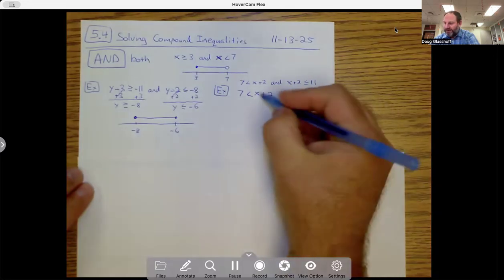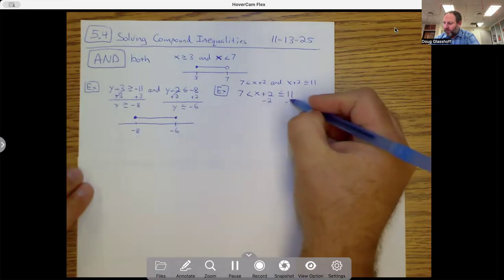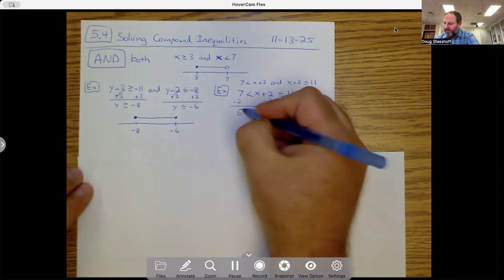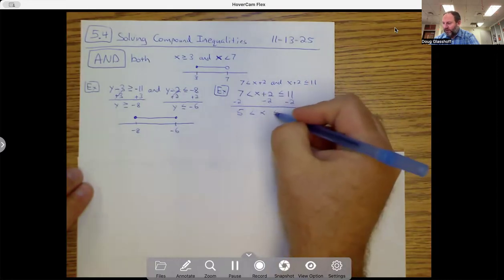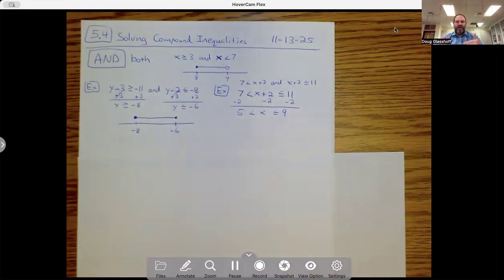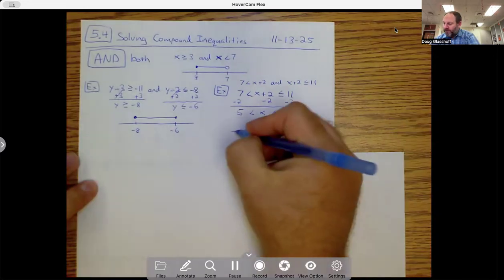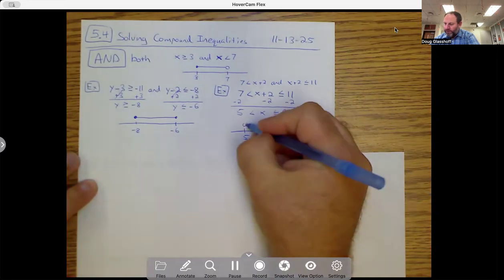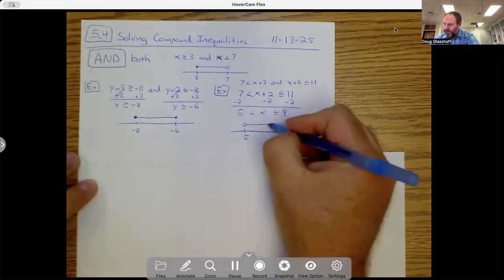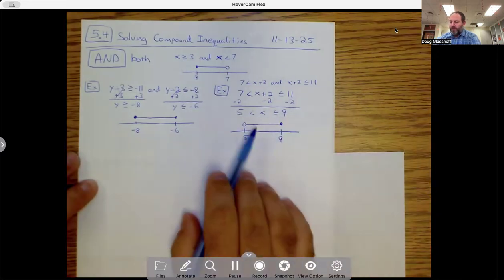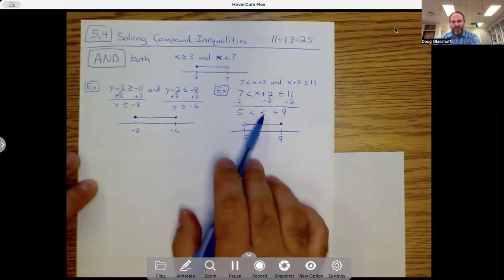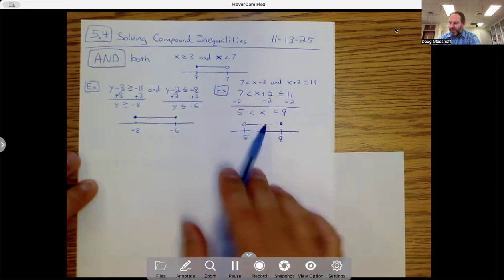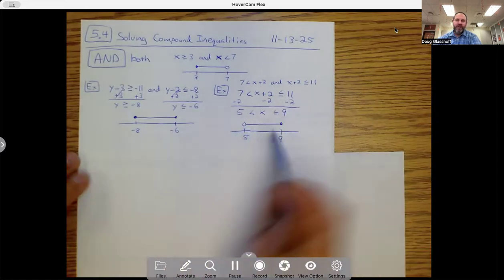So I'm going to try to get x by itself in the middle. I'm just going to subtract 2 from everything. So 7 minus 2 gives me 5 is less than x, which is less than or equal to 9. So it's everything in between 5 and 9. Here's 5, here's 9. Open circle at 5 because it's just there to there. Remember, even though it says less than, it's actually read from the variable, so x is greater than 5. That's why I went to the right of 5, and then less than or equal to 9, to the left of 9.